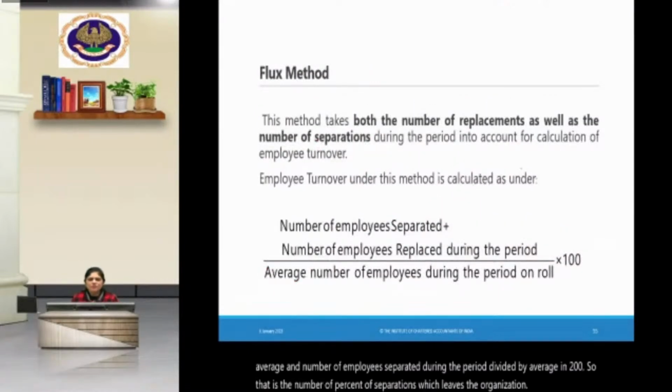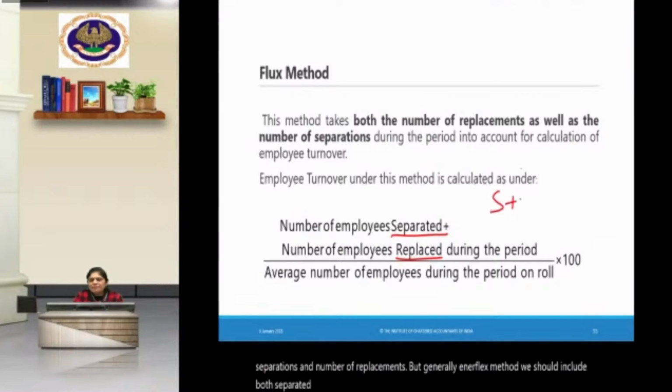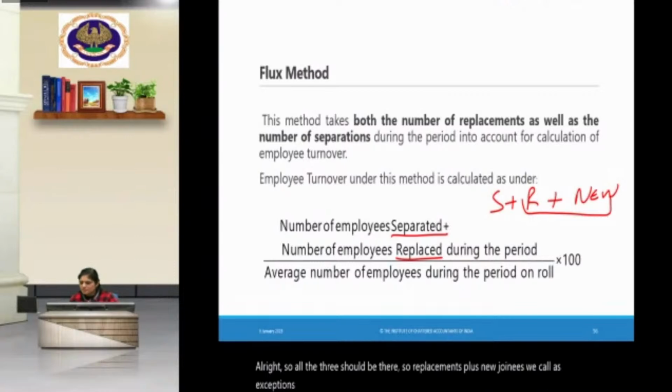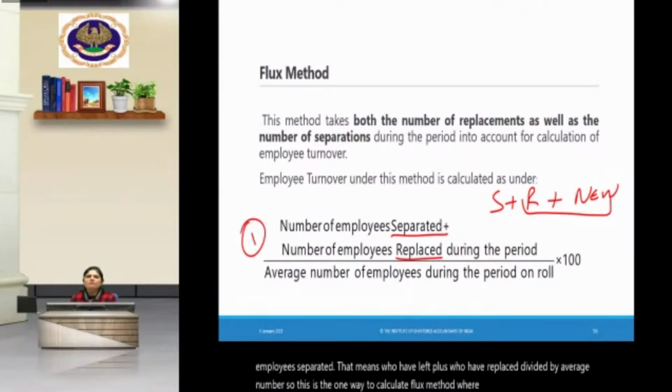Then the flux method. Flux method means replacements as well as separations. So the number of separations and the number of replacements. But generally in the flux method, we should include separated plus replaced plus new joinees. All three should be there. Replacements plus new joinees we call accessions, which will be in the next slide. So the flux method means the total number of employees separated, that means who have left, plus who have been replaced, divided by the average number.